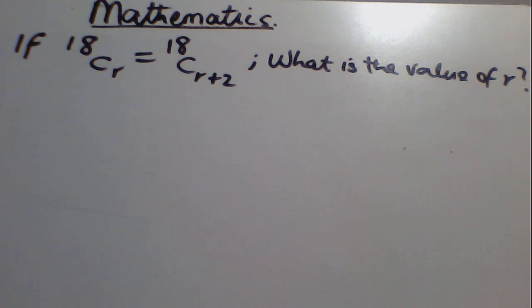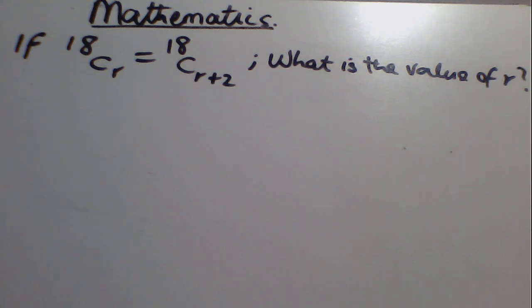Today we have a combination equation. If 18 combination R is equal to 18 combination R plus 2, what is the value of R? So how do you solve this problem? You have to know the formula of combination. It will help you to solve this problem.